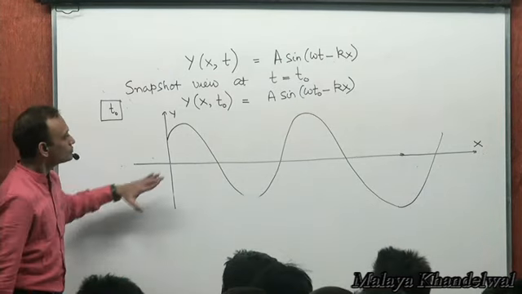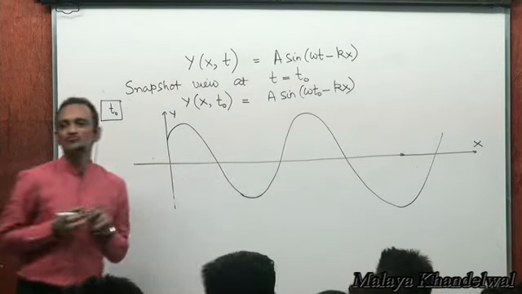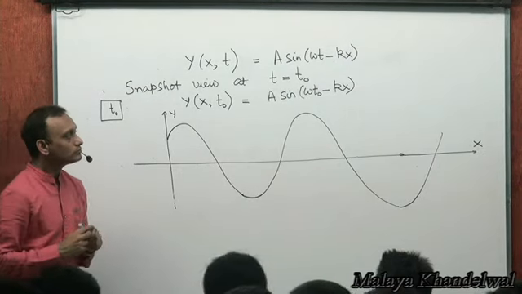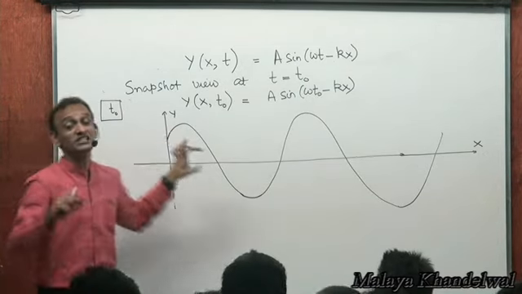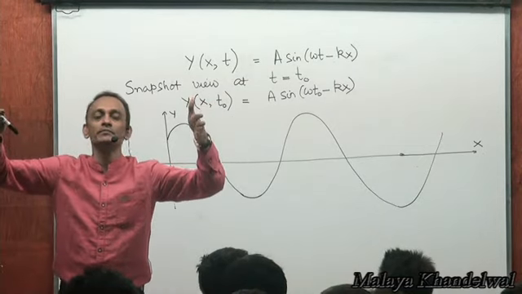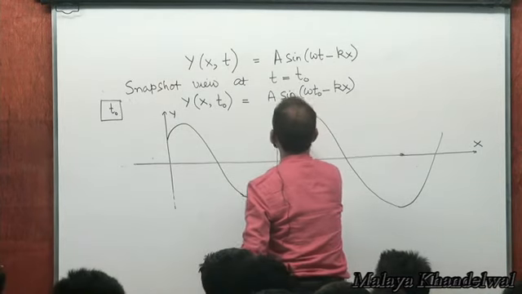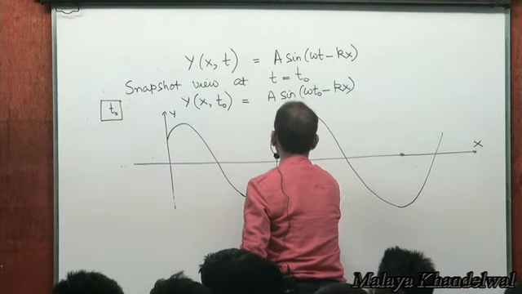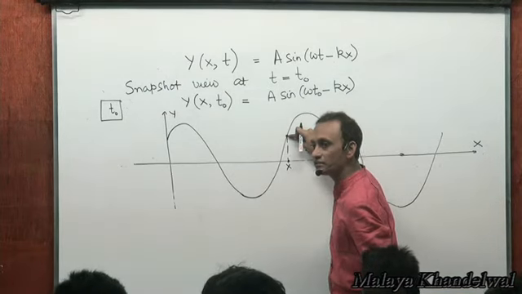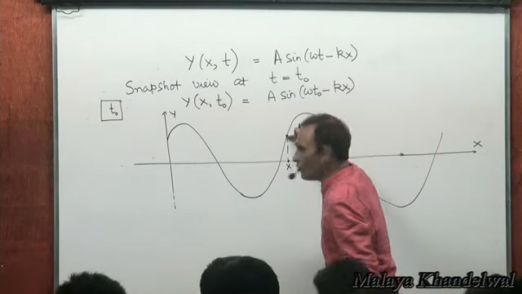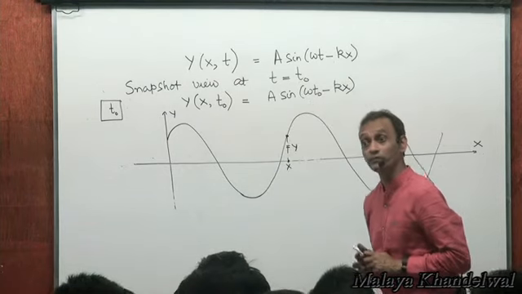Now, look, your attention please. Snapshot view of the wave. That means I've arrived at the displacement of various particles at a given instant of time, and I have captured them all at the same instant, right? The particle at a given x is here. This is the displacement of this particle here, at this x, at an instant of time t.